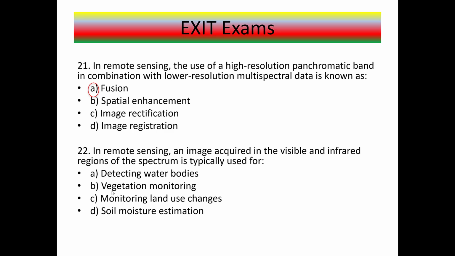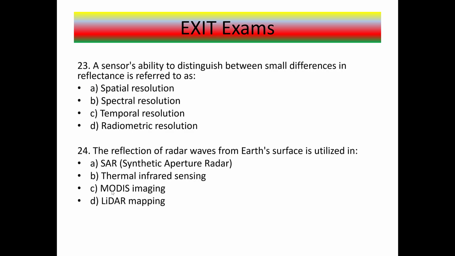Okay, great. Question number 22. In remote sensing, an image acquired in the visible and infrared regions of the spectrum is typically used for detecting: A. water bodies, B. Vegetation monitoring, C. Monitoring land changes, D. Soil moisture estimation. So the answer is vegetation monitoring. An image acquired in the visible and infrared regions of the spectrum is typically used for change detection or land cover analysis. Okay, great.